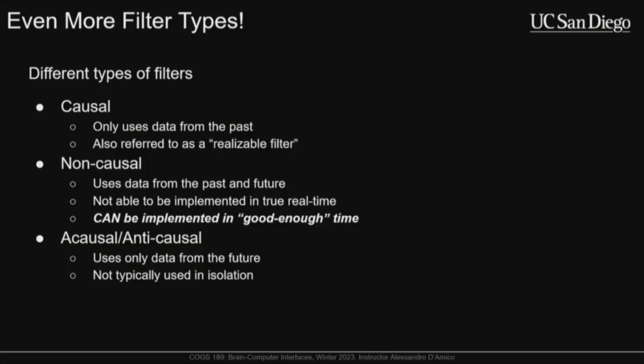So briefly, these are the different types of filters that we have. A causal filter only uses data from the past, and this is something you can do in real time. A non-causal filter uses data from the past and the future. In this case, this would be taking all of your data points, filtering them one way, then taking all those data points, filtering them the other way. You'd still need all of the signals in order to be able to do that. And an anti-causal or acausal filter uses it in the reverse, which is not really typical.